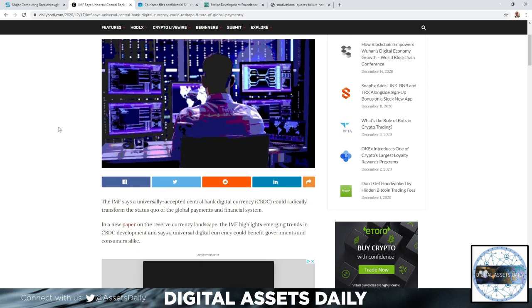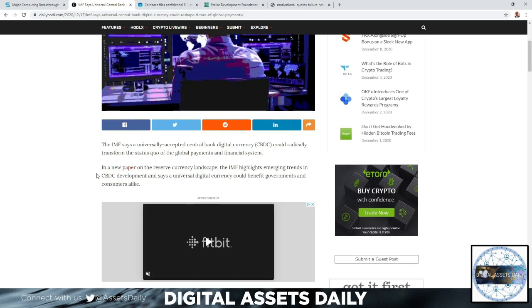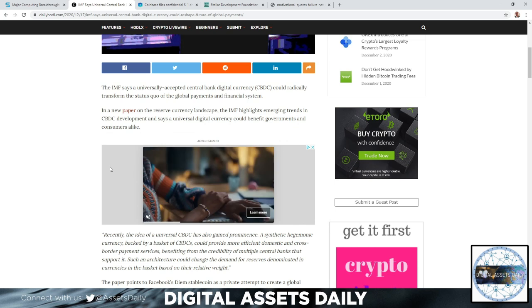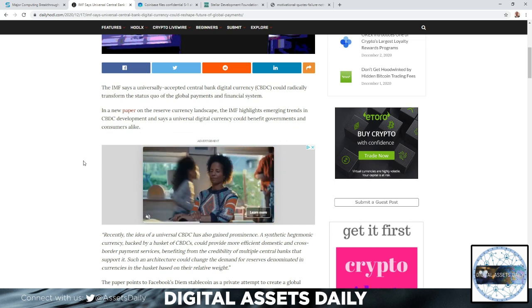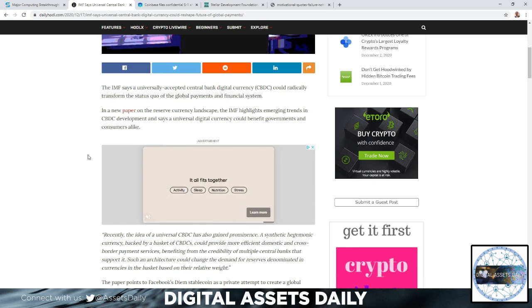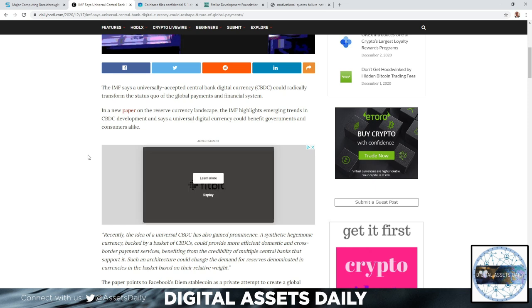And again, from my perspective, we could go back to IBM, because IBM had been working with Stellar and central banks for the past few years. Research shows that clearly, and we've discussed over the past year on this channel, the many banks that are already connected. But the IMF says a universally accepted central bank digital currency, the CBDC, could radically transform the status quo of global payments and the financial system.